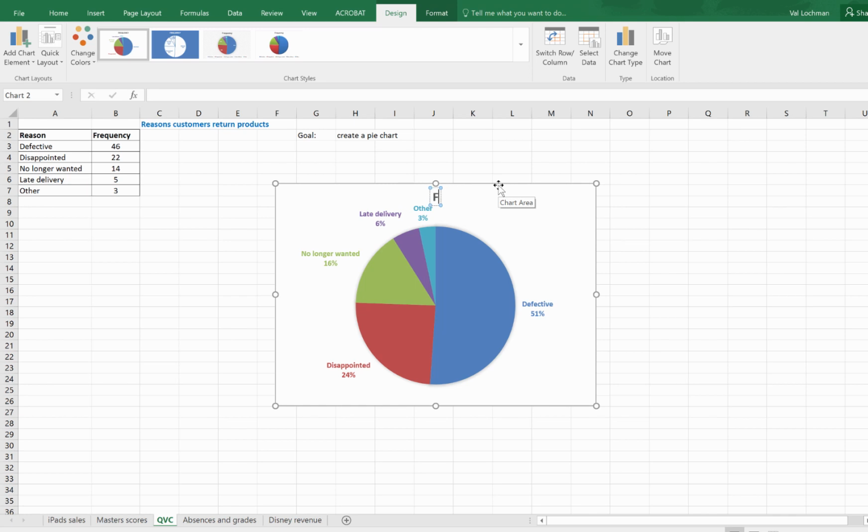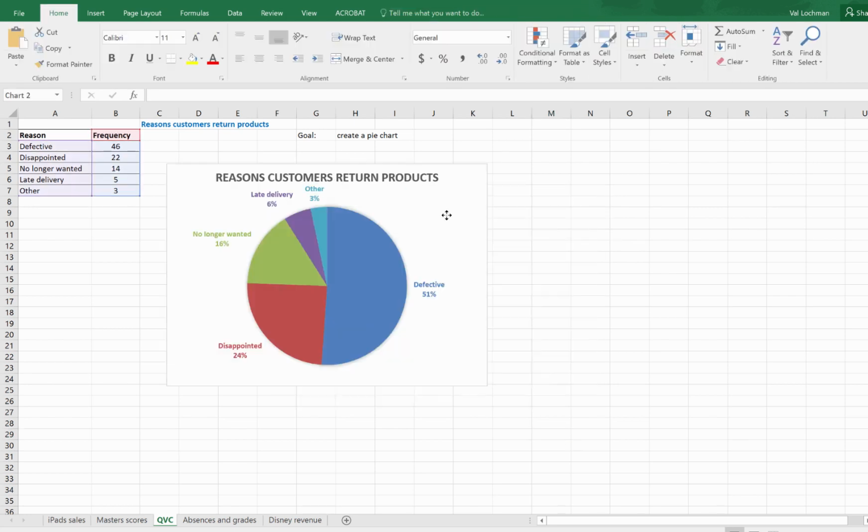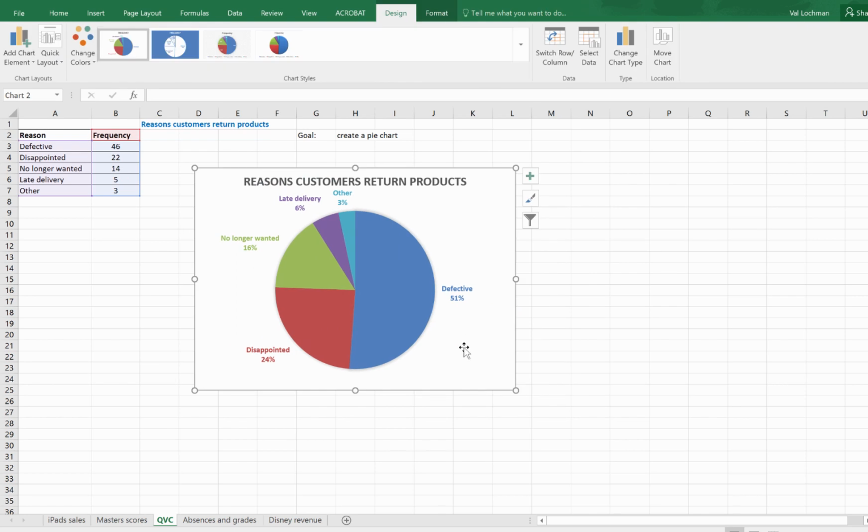Let's go ahead and change the title to something less generic. So, reasons customers return products. That's good. Usually we would like something non-generic, the actual title that represents your data, right? You can move this around, you can customize it even more, but this is a nice graphical representation of the categories. That gives you a clear picture.